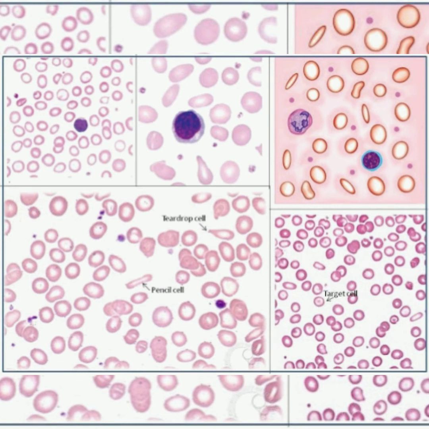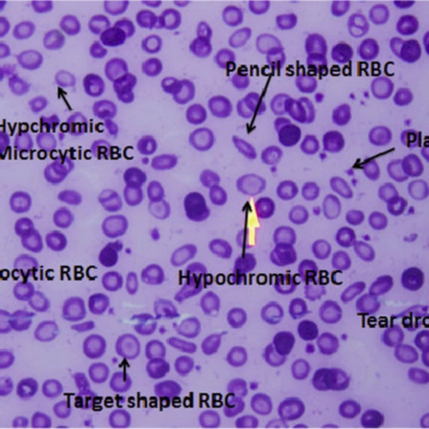So haptocorrin binds with vitamin B12, and it protects B12 from acid degradation in the stomach. Before going to the duodenum, the haptocorrin is broken down, and then B12 is freed and binds to the intrinsic factor. Then the intrinsic factor carries it to the terminal ileum.